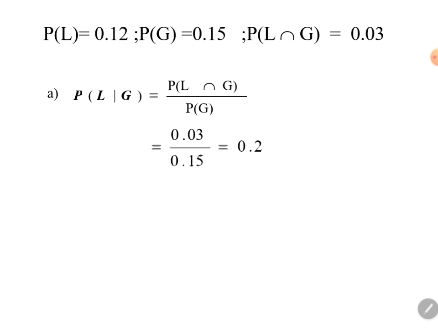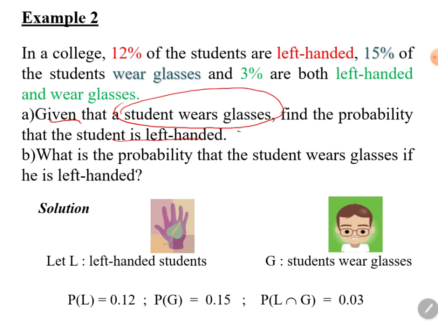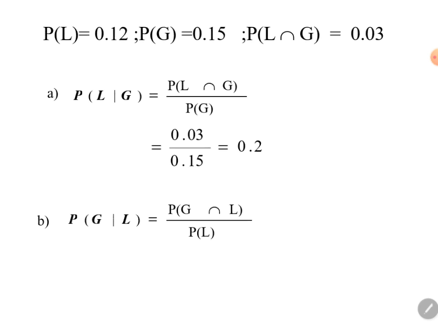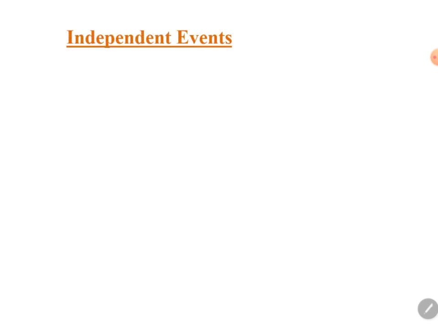And for question B, what is said in B? What is the probability that the student wear glasses if he is left-handed? So this if is the condition. So the condition is left-handed. So what we want to find is probability of G. So it is equal to probability of G given L. So probability of G given L is equal to probability of G intersect with L divided with probability of L. So probability of G intersect with L is the same as probability of L intersect with G, which is equal to 0.03. And probability of L is equal to 0.12. So the answer is equal to 0.25.